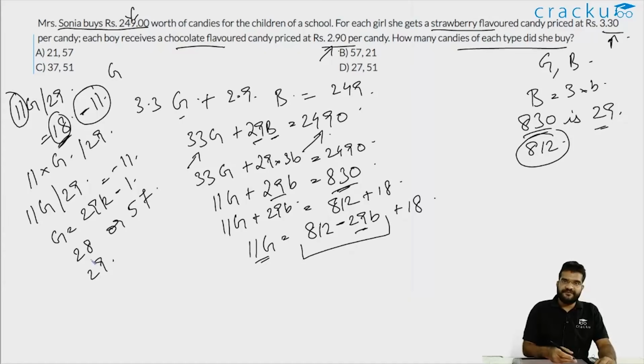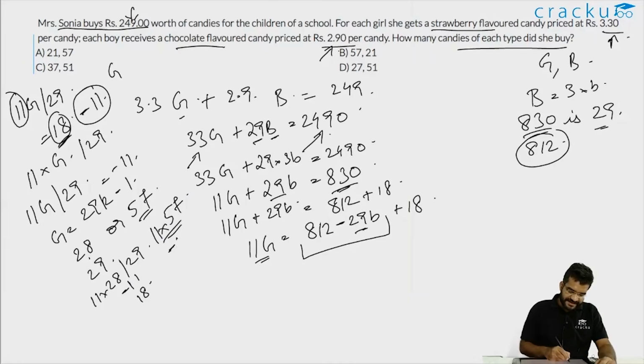So when g is 1 less than a multiple of 29, say 28, then 11 into 28 will leave a remainder of minus 11, that is 18, when divided by 29. Similarly, when g is equal to 57, which is 1 less than the multiple of 29, which is 58, 11 into 57 will leave a remainder of minus 11 when divided by 29, because this is just 1 less than a multiple, but minus 11 is equal to 18. Therefore, the number of girls has to be either 28 or 57. If you look at the options, you can see that only 57 is there in the options.